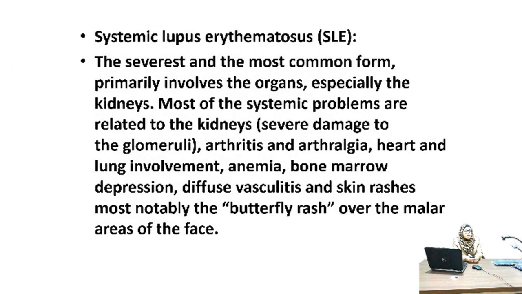The third type is systemic lupus erythematosus, which is the most severe form and the most common form, primarily involving the organs, especially the kidneys. Most of the systemic problems are related to the kidney. There will be severe damage to the glomeruli, arthritis, arthralgia, heart and lung involvement, bone marrow depression, anemia, diffuse vasculitis and skin rash, which we call butterfly rash over the malar area of the face.